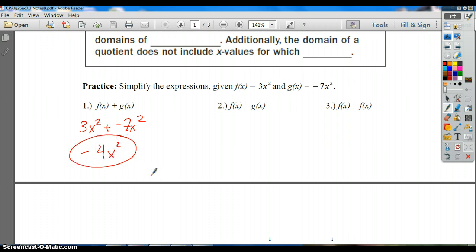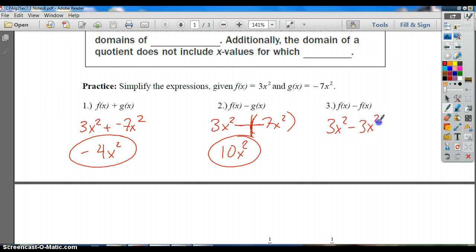Combine like terms again, f of x is 3x squared. This time we're going to subtract g of x, which is negative 7x squared. Two negatives we know make a plus, as old Mr. Baldino would do. We write it like that, leaving us with 10x squared. Then f of x minus f of x. Usually, anytime you subtract something from itself, it's going to be 0.